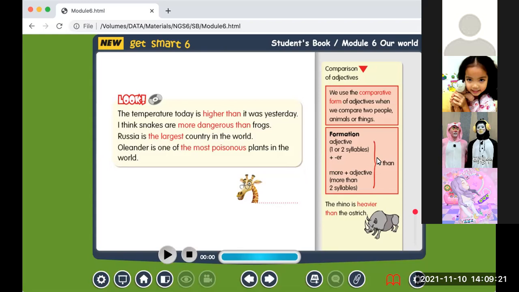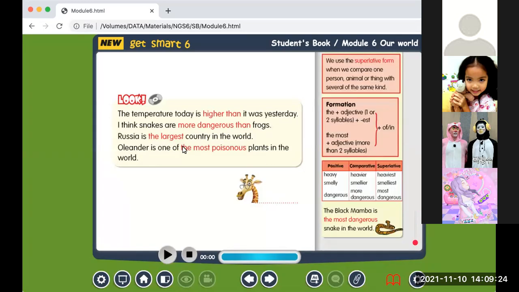And superlative. Russia is the largest country in the world. Oleander is one of the most poisonous plants in the world. We use the superlative form when we compare one person, animal, or thing with several of the same kind. For example, the black mamba is the most dangerous snake in the world. Okay, and I would like to look up more about how we form comparatives and superlatives.